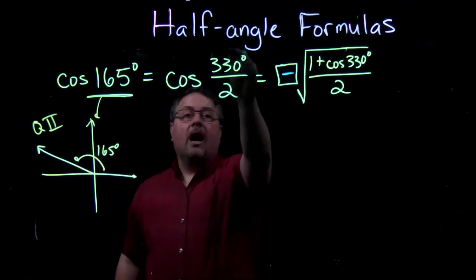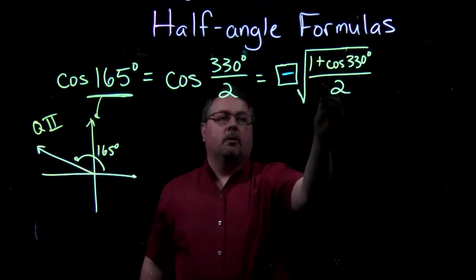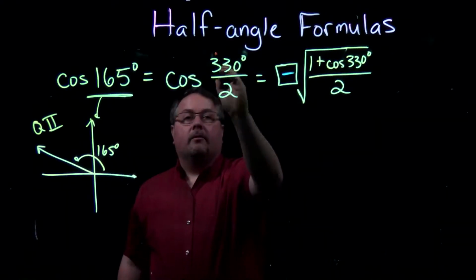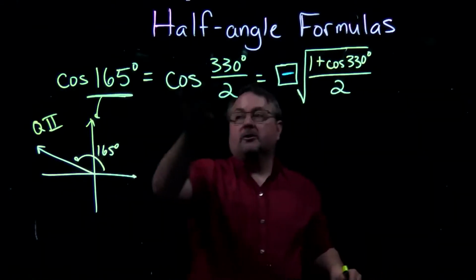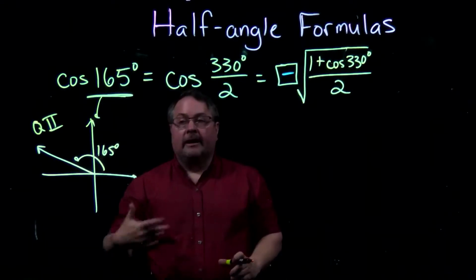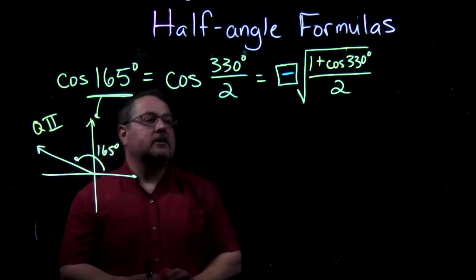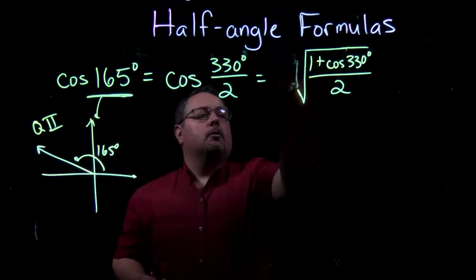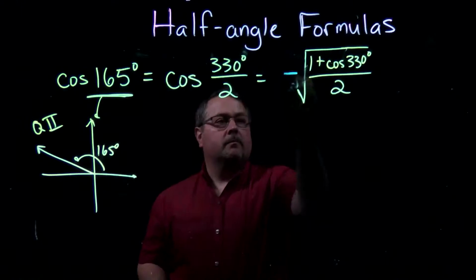Okay, so note we are not using this 330 degrees to figure out if it's a plus or minus square root. 330 degrees is in the fourth quadrant, but the decision of plus or minus square root falls on what the angle is that we're actually trying to find the cosine of using the formula. Okay, so in this case it's going to be negative the square root of (1 plus the cosine of 330 degrees) over 2.